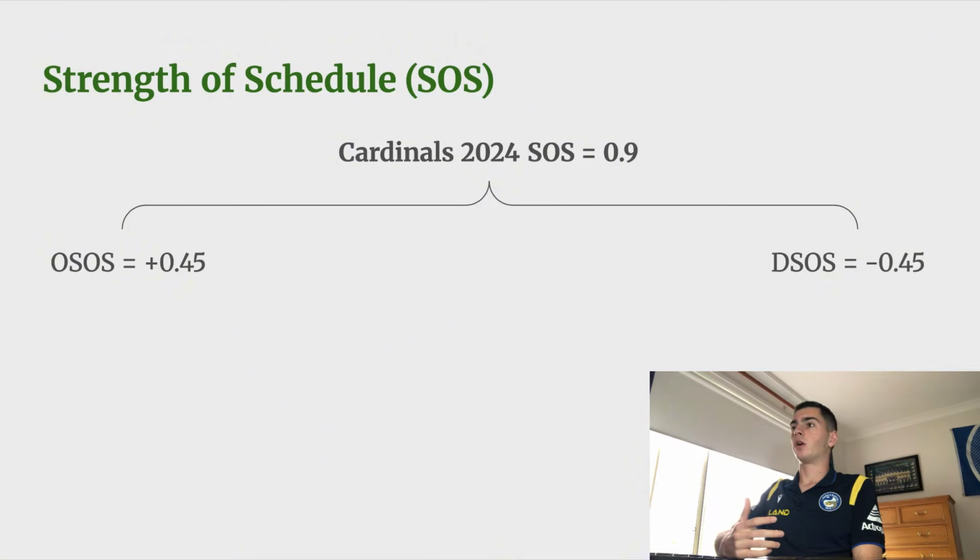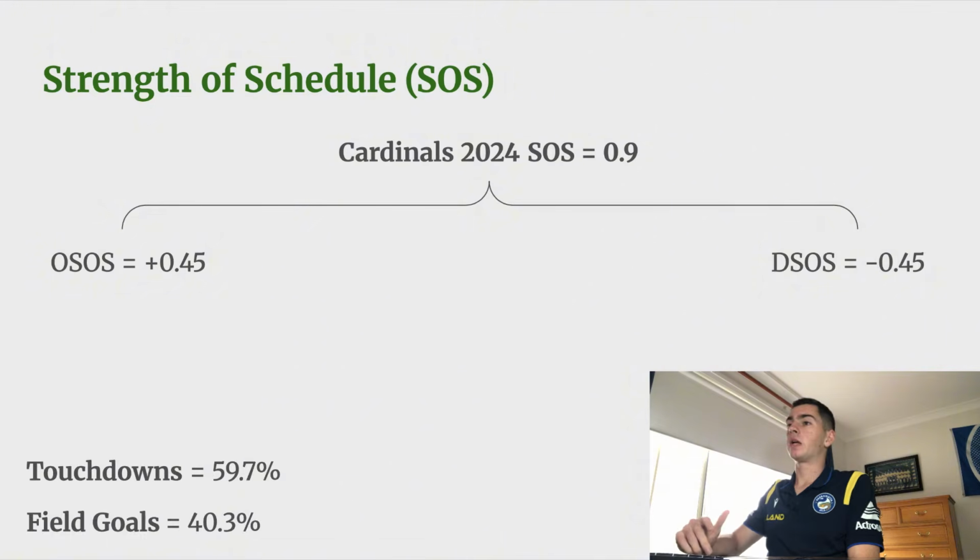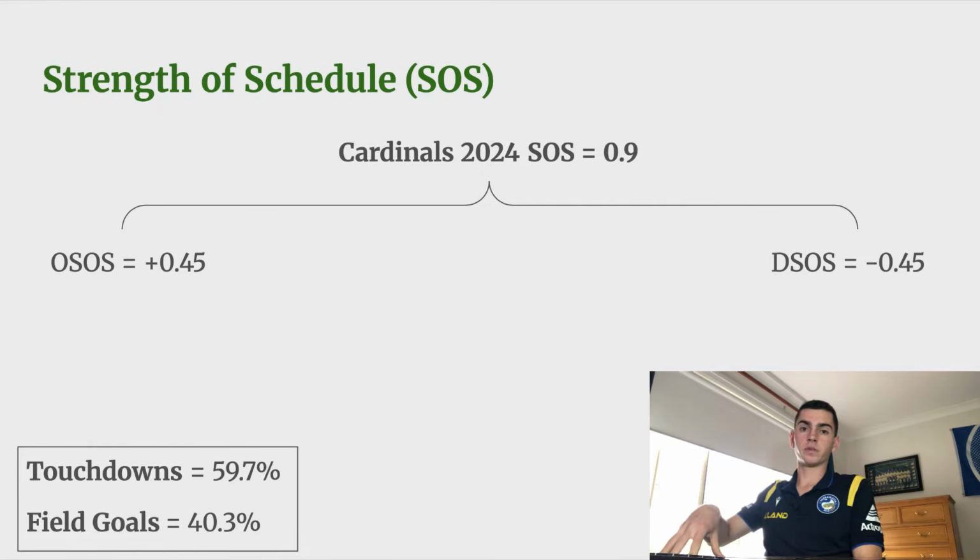This process will be done for both seasons. And next, I've chosen to divide the SOS contribution for each team between touchdowns and field goals. So across the league in the 2024 season, I collected these stats by myself. The share between touchdowns and field goals was 59.7% and 40.3% respectively. So each team's offensive and defensive adjustments are therefore scaled by these proportions to influence their projected scoring outcomes in the model.